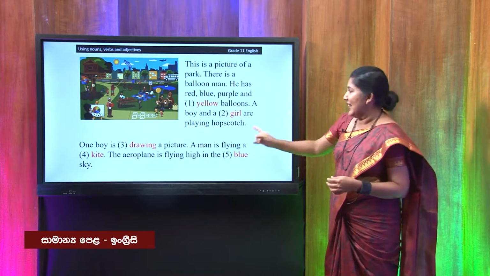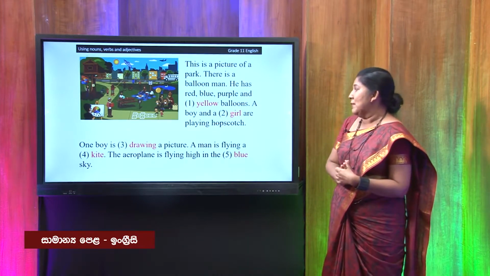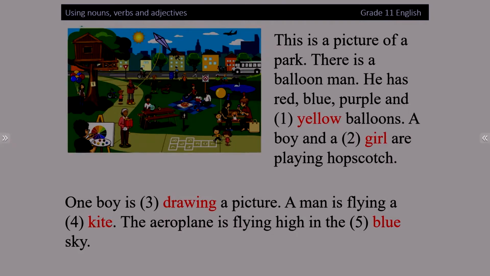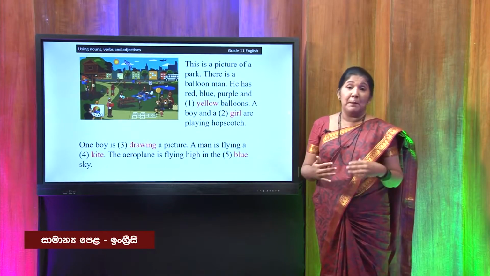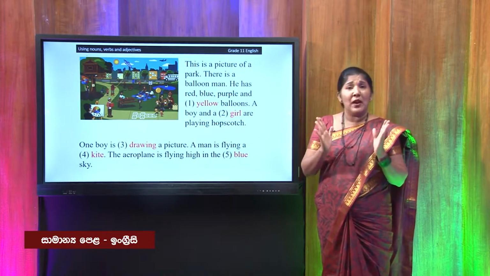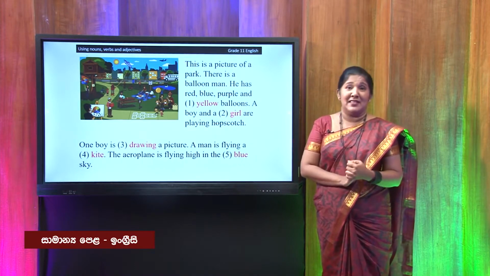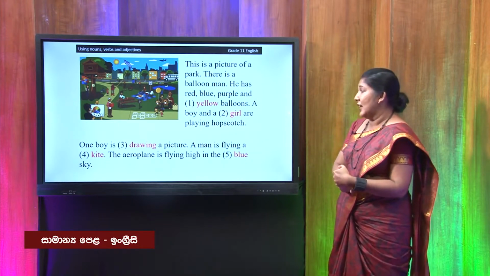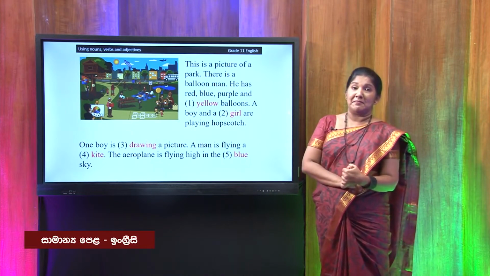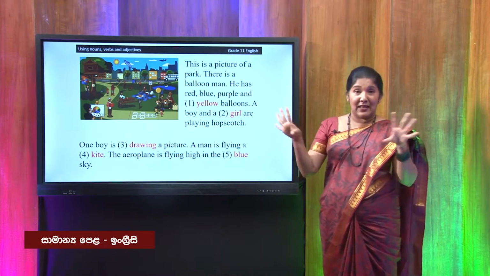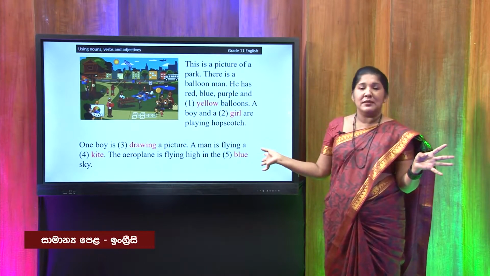Okay, right. And then you have a man is flying, what is he flying? Yes, a man is flying a kite. You might have written a purple kite, a blue kite, a beautiful kite. That doesn't matter. After all, you have used an adjective, and that's perfect. Okay, and then we'll see the aeroplane is flying high in the blank sky. So you see the picture, and the sky is blue, and you know the blue sky.